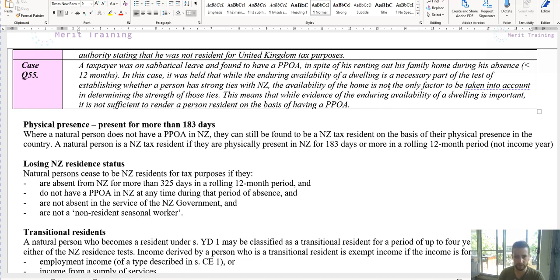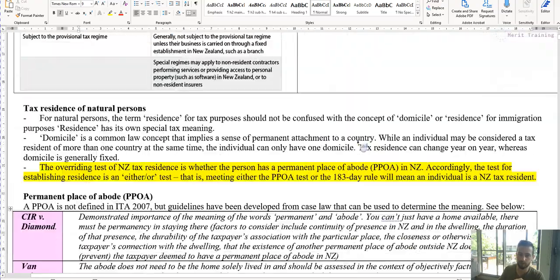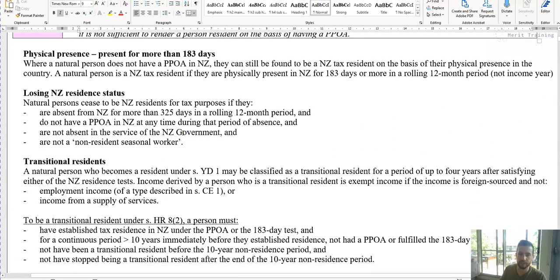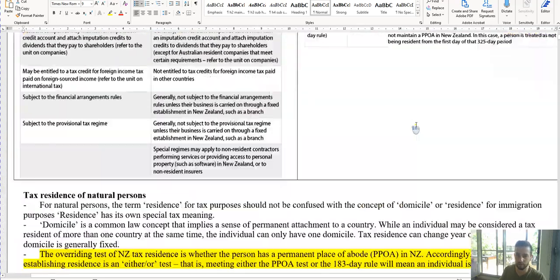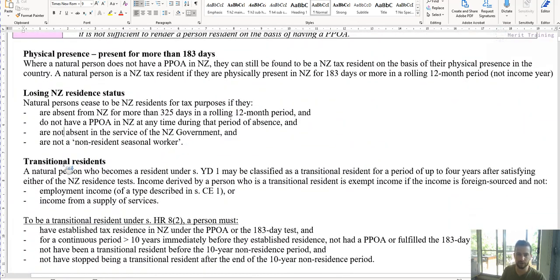So the timing test, present for more than 183 days, we mentioned was the test that you go through after these ones above, but obviously if you've got a PPOA, it doesn't really matter. But the third test is that you can lose New Zealand residence, and one of those was the 325-day period that we mentioned above, i.e. this one over here. But there are also some other ways that you can lose residence. So I'm going to skip the 325 one because we covered that. But number one, they do not have a PPOA in New Zealand at any time during that period of absence.